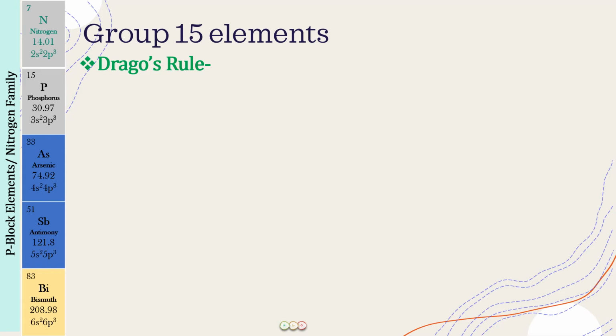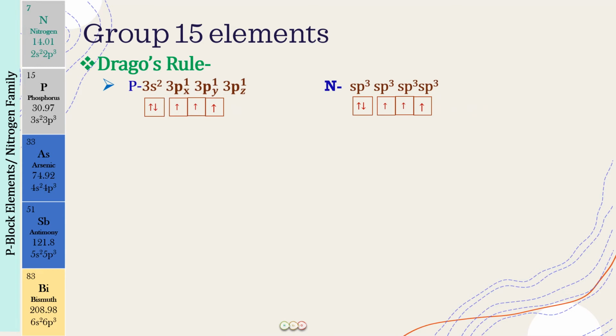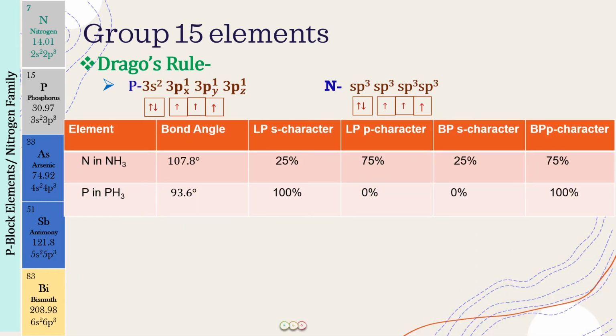If I want to write down the electronic configuration of phosphorus and nitrogen just before bond formation with the hydrogen atoms, in case of phosphorus it will be 3s2 3p3 because no hybridization is taking place. Whereas in ammonia, the nitrogen atom will undergo hybridization, so we will have 4 equivalent sp3 hybrid orbitals, right? Now if we want to write down the s and p character of the lone pair and the bonded pair of electrons, it will be easy for us.